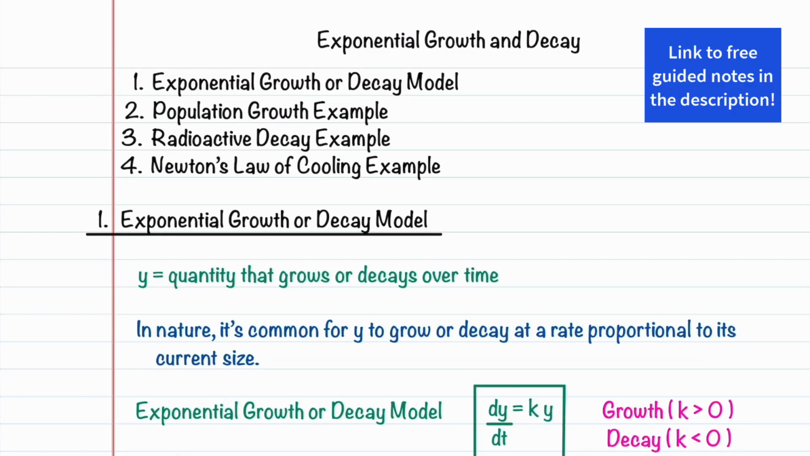In this Calculus 1 video, we're learning how to model real-world situations using exponential growth and decay. We'll start with the general exponential growth and decay model and see how it's derived from a differential equation. We'll then walk through examples including population growth, radioactive decay, and Newton's law of cooling.